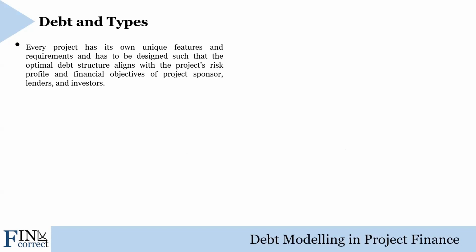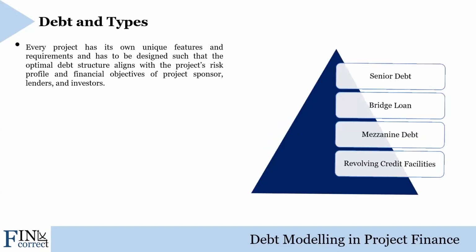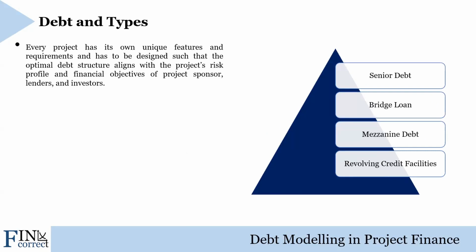There are different types of debts in project finance. The first tier is the senior debt. This type of debt takes top priority in repayment. It has a lower interest rate and has the highest claim on the borrower's assets. The second is the mezzanine debt. It is a hybrid loan that sits between senior debt and equity. Mezzanine debt carries higher interest rates and may even offer equity options.